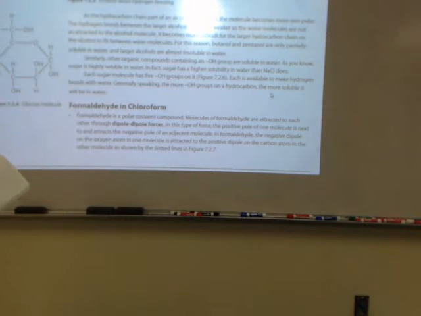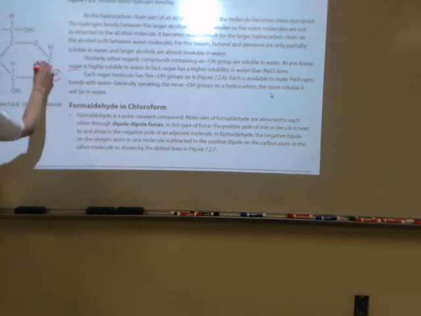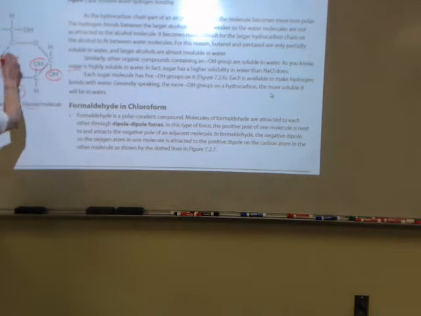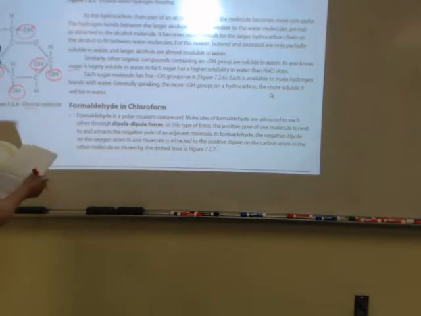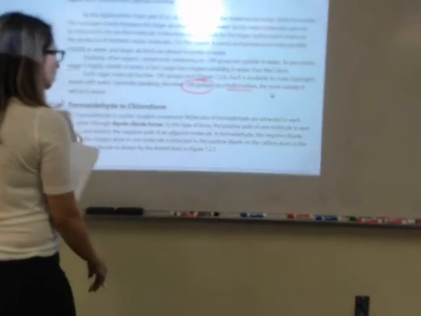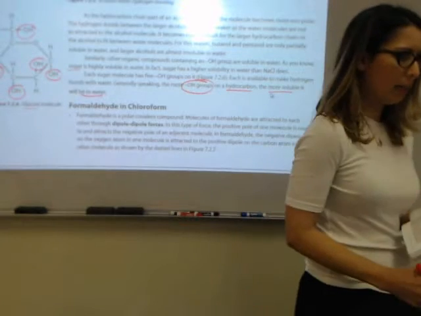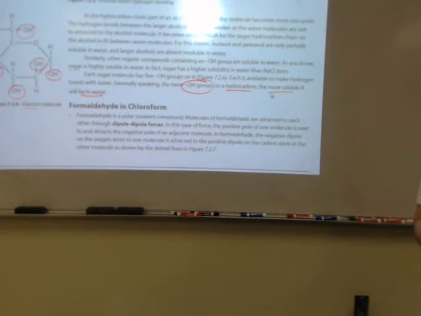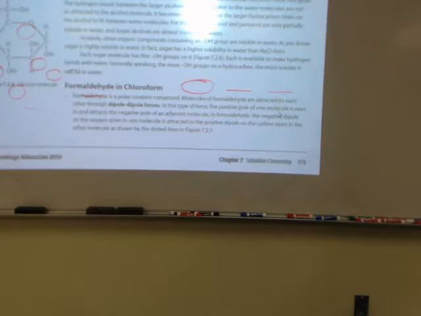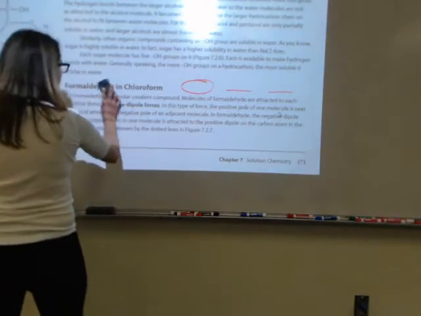Now, what if I'm talking about sugar, like glucose, okay? Glucose has got multiple OH bonds within its molecule, which means it has multiple locations where it can form hydrogen bonds with water. So generally speaking, the more hydroxide groups you have, the more soluble that substance is going to be in water because they are sharing the strongest intermolecular force that's present in water. Now let's talk about formaldehyde in chloroform.